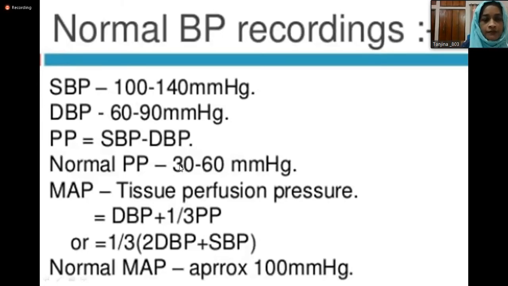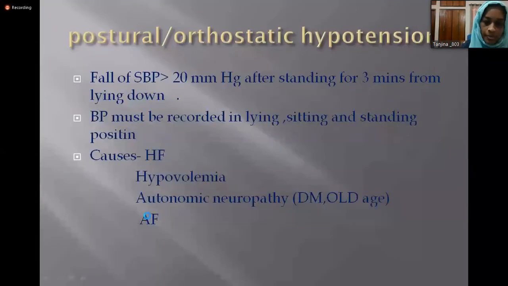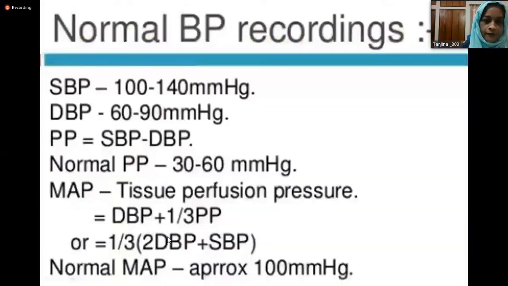Normal pulse pressure is 30 to 60 millimeter mercury, which indicates the normal pulse volume, and mean arterial pressure indicates the tissue perfusion pressure, which is measured by the diastolic blood pressure plus 1/3 of the pulse pressure. Normal tissue perfusion pressure or mean arterial pressure is 100 millimeter of mercury. When the mean arterial pressure is normal, it indicates normal tissue perfusion pressure.